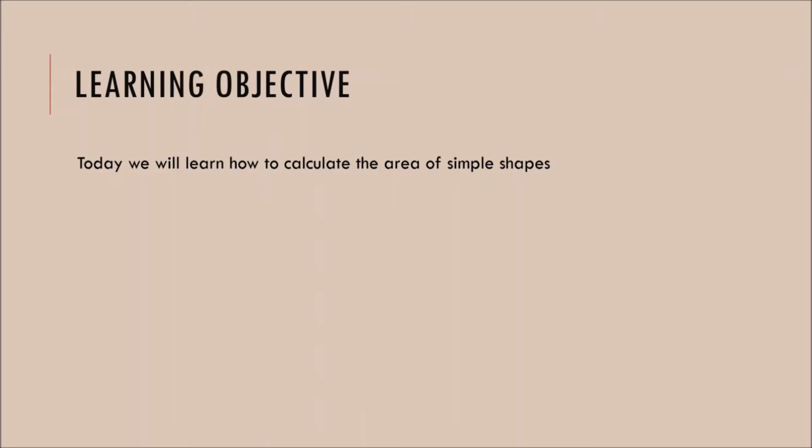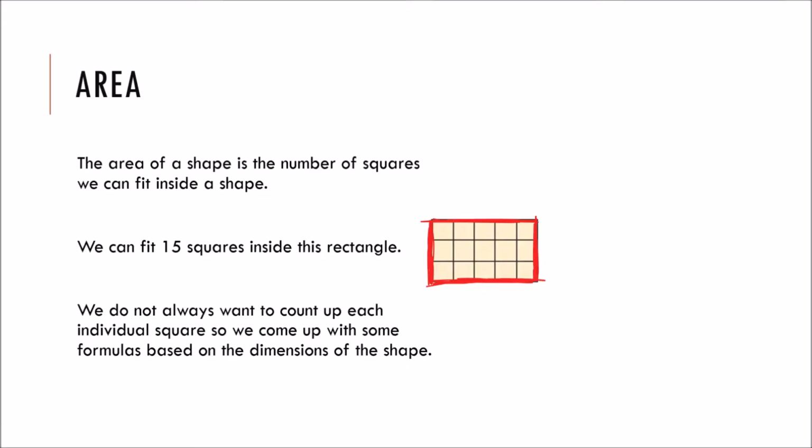Today we'll learn how to calculate the area of some simple shapes. So the area of a shape is the number of squares we can fit inside a shape. So we can fit 15 squares in this rectangle to the side. So I have 1, 2, 3, 4, 5, 6, 7, 8, 9, 10, 11, 12, 13, 14, 15. So you can count up how many little squares you put in there.